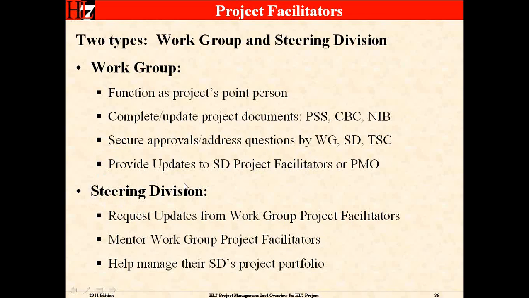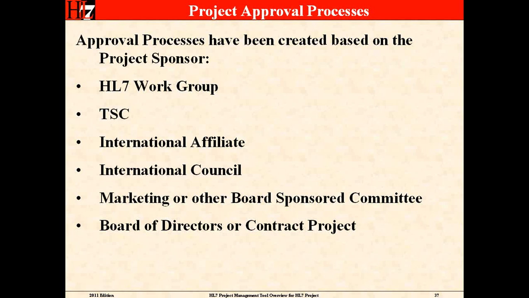Now, the steering division project facilitator, like I said, will request updates from the workgroup project facilitators. They're there to mentor anybody who needs help with project management in HL7. And they also help their steering division manage their project portfolio. And going forward, they'll be working on that project health report I showed you from the Excel spreadsheet in GForge, where you had the red, yellow, and green columns. That will be the tool for the steering division project facilitator to work through any project that is in a red status.